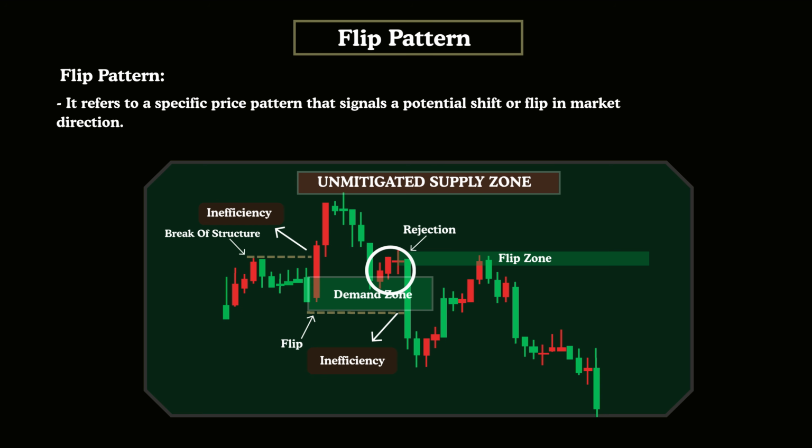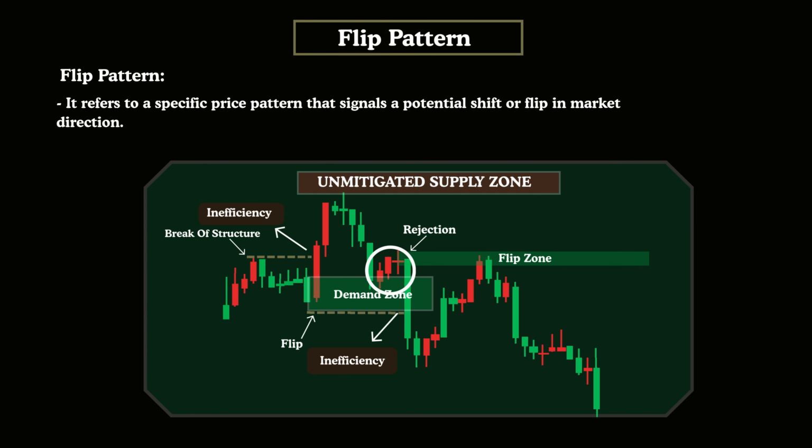Two common flip scenarios. Supply flips to demand, a bearish to bullish reversal. Price taps into a supply zone and begins to decline. However, demand aggressively enters the market, absorbing all supply. Price breaks above the supply zone, turning it into a new demand zone. On the retest of this flipped zone, traders look to enter long, aligning with the fresh bullish order flow.